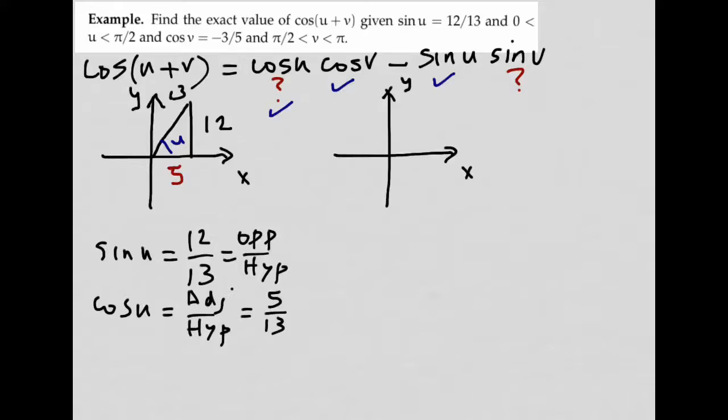V is an obtuse angle, so it's got to lie in the second quadrant. What do we know? We know that cosine of v is minus 3 over 5. And this is really the adjacent over the hypotenuse in the following right triangle.